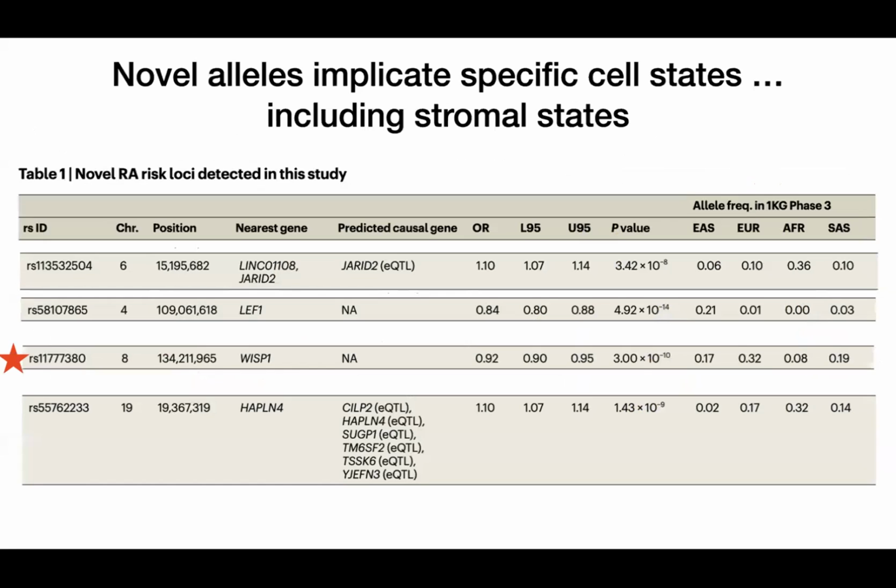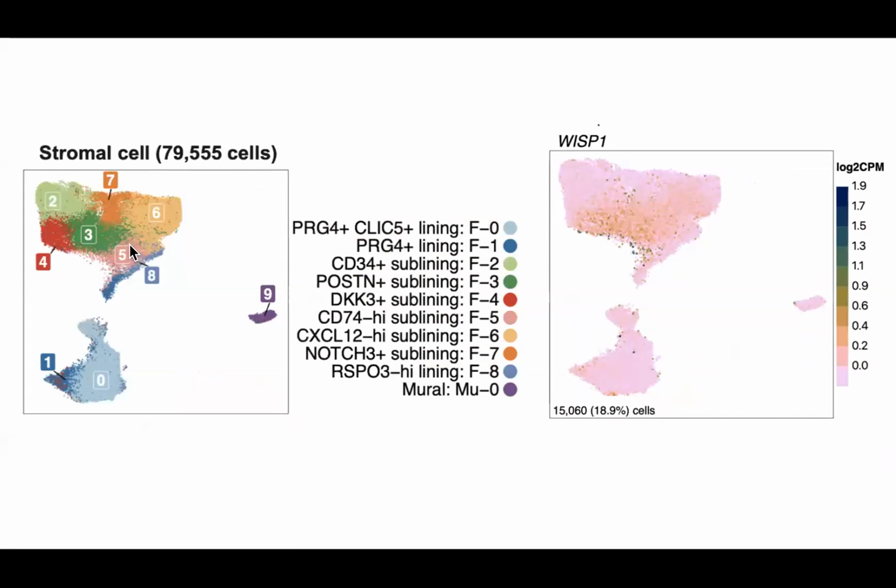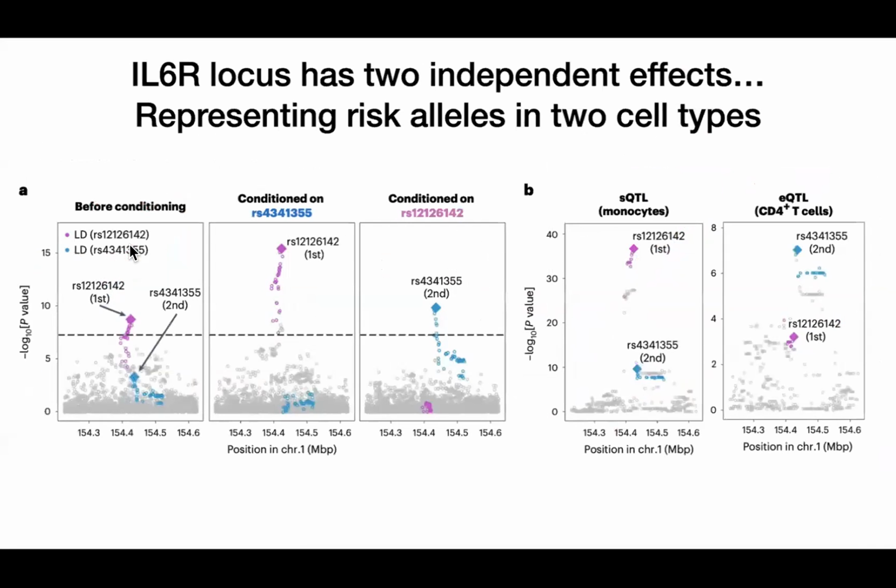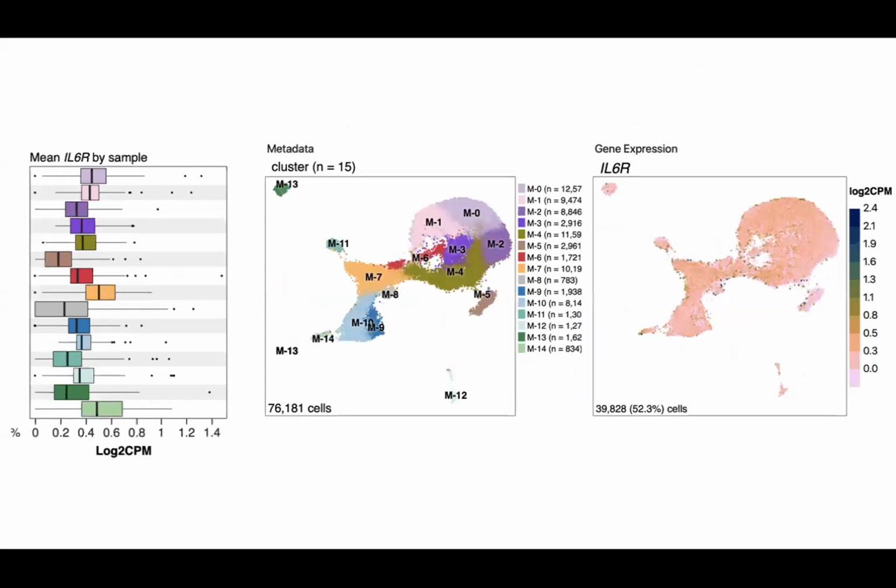Here's another example, WISP1. This is a stromal population. You see it expressed in fibroblasts, stromal cells. That's an interesting one. IL-6R, IL-6 is an important RA drug target, already known. You can see there are multiple SNPs that affect expression. They're independent of each other. So you can see there's a purple SNP and a blue SNP. The purple SNP is associated with expression in monocytes. The blue SNP is associated with expression in T cells.